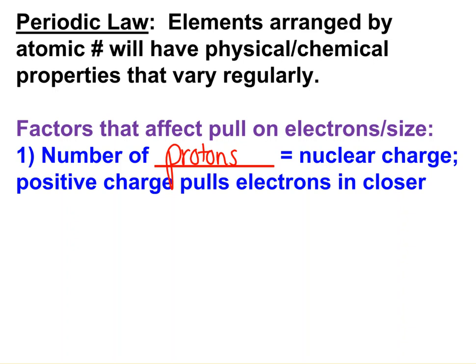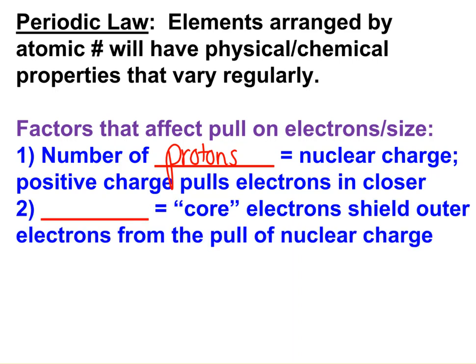affects size, because the number of protons changes the nuclear charge, the positive charge in the center, and of course more positive charge in the center pulls the electrons in closer. But something new is what we call shielding. And we're talking about shielding of nuclear charge.